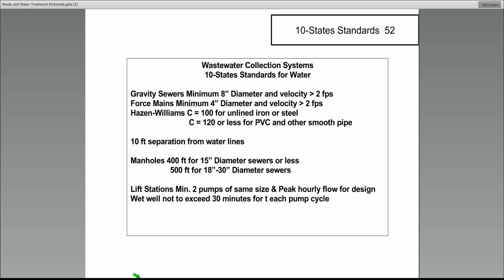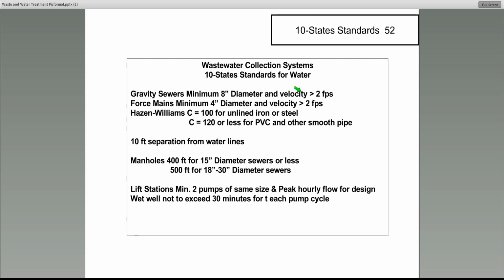Okay, wastewater collection systems. We're going to use the 10 State Standards. For gravity sewers, the pipes have to be 8 inches or larger. These are not the lines that come from the house to the street. These are the lines that are actually in the street, the lines that the city or the county would maintain. They don't maintain the line from the street to your house. The force mains have to be 4 inches in diameter because you have solids involved, and for water treatment, it's only 3 inches in diameter.